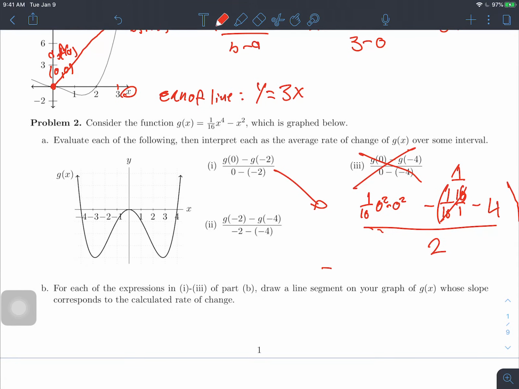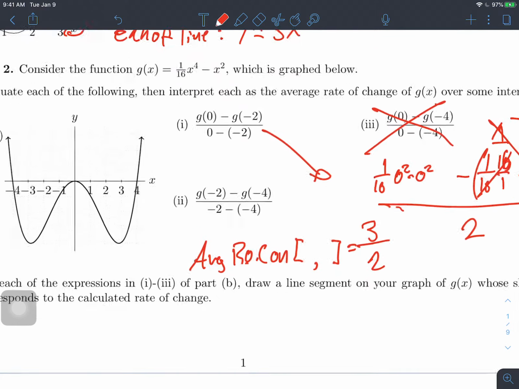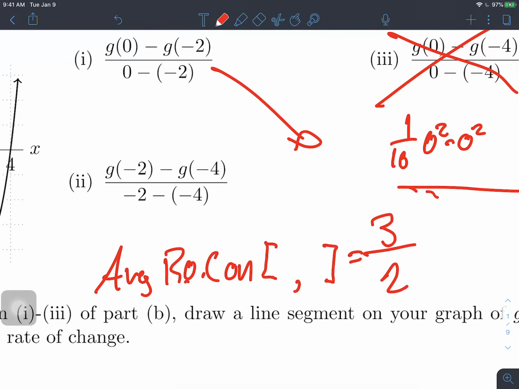So let's simplify. We have on the top 0 minus, we can simplify this entire inside thing as 1 minus 4. We can make it negative 3. So we want to take negative negative 3, that's positive 3, and divide it by 2. And that is our answer. So this figure here is the average rate of change on some interval, which I'm going to ask you guys to provide me with the endpoints of. It's going to be a closed interval. And what should the left point of our interval be?